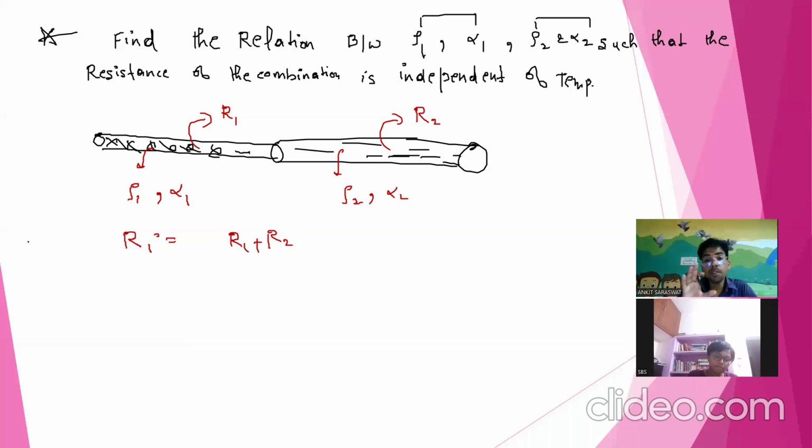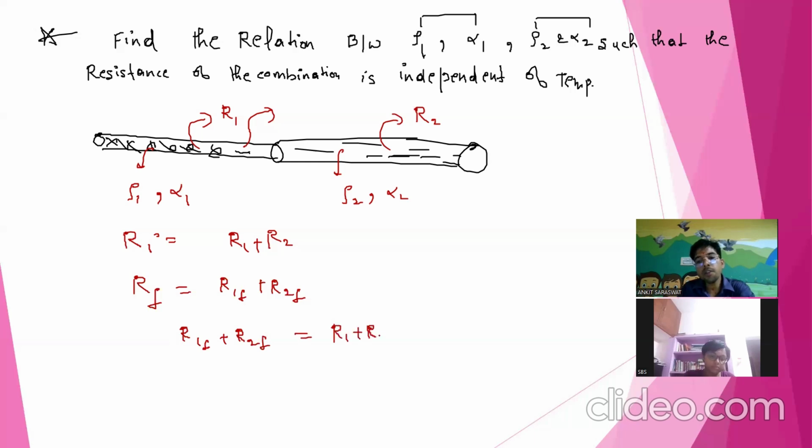Delta T, what they are saying? The resistance of the combination is independent of temperature. For example, initially both are at equal temperature. Once you increase the temperature, they are saying their combination resistance is independent of the temperature. So initial resistance of the combination R1 plus R2 equals final, R1 final plus R2 final. Sir, I have a doubt. Yes. Then RF will also be R1 final plus R2 final, the final resistance when you increase the temperature.